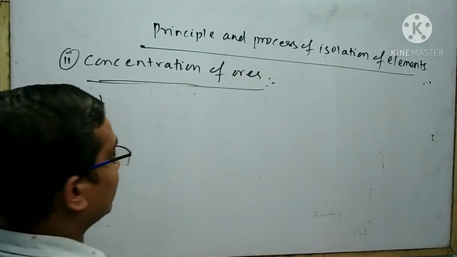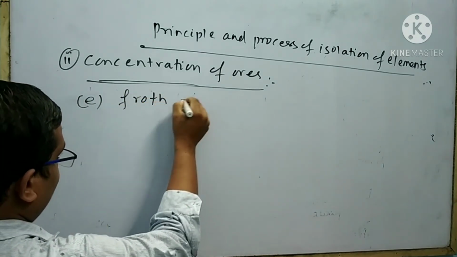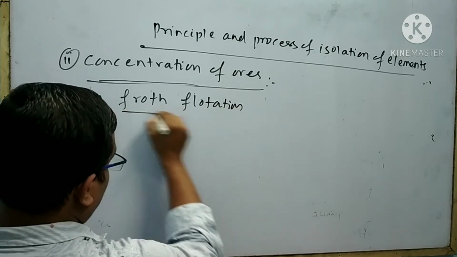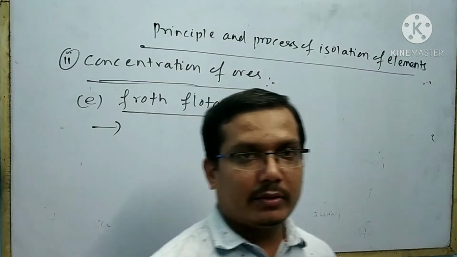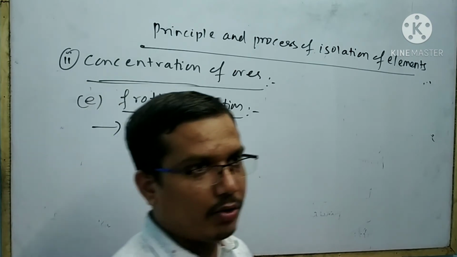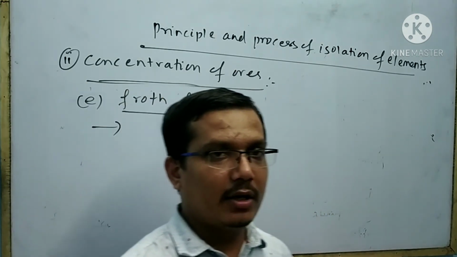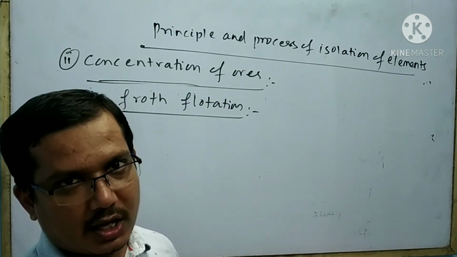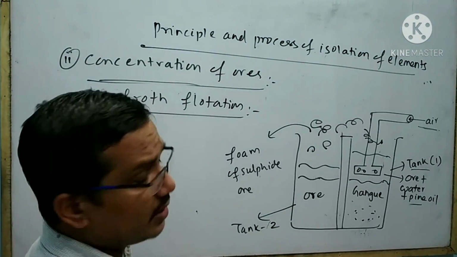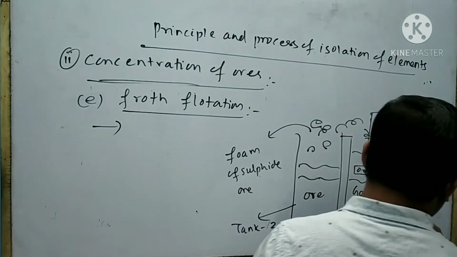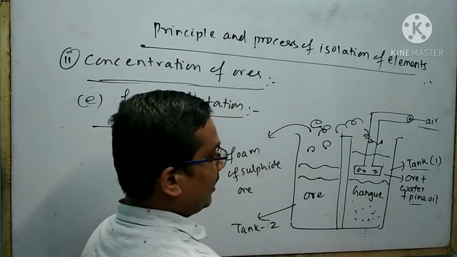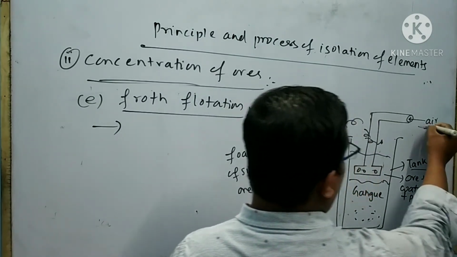Next method for concentration of ore is froth flotation. This method is generally based upon the surface chemistry of the particles. This method is generally applied to such type of ore in which the ores are dissolved in the oil. On the other hand, the impurities are dissolved in the water. This is the diagrammatical representation for froth flotation. In this method, ore, water and pine oil are taken in a tank and these are agitated by compressed air.